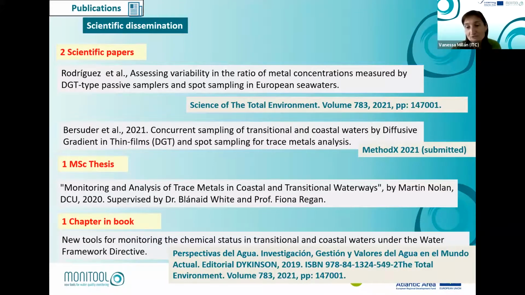Also, in the framework of the project, there is a Master of Science thesis written and defended by Martin Nolan from DCU, one of our partners, and a chapter in a book, the one you can see there, that was published last year.